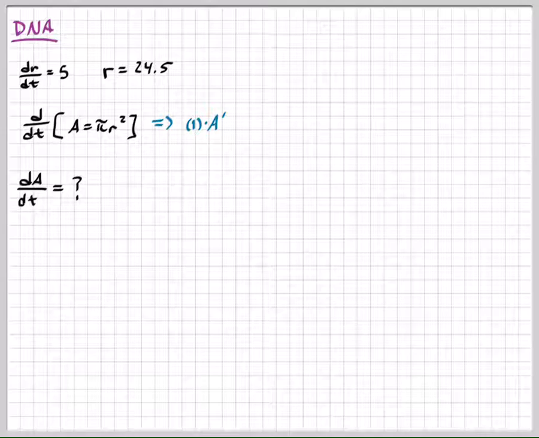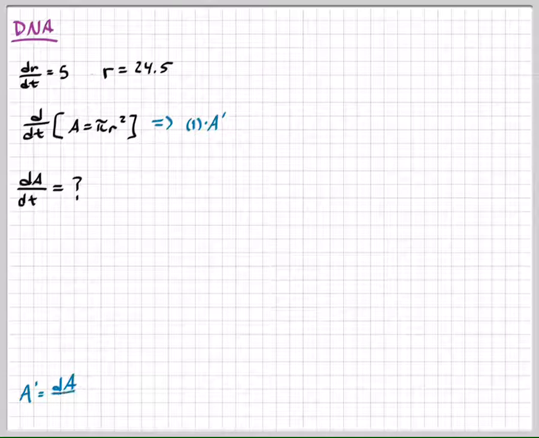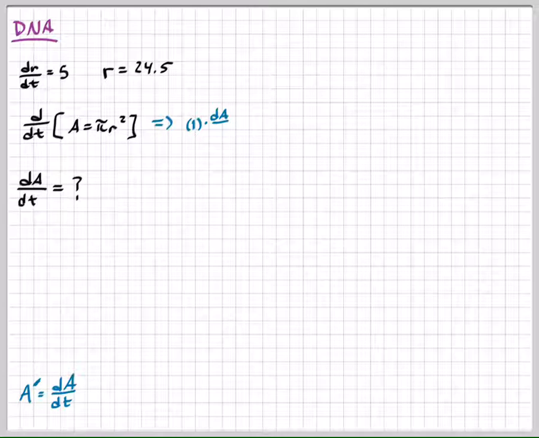A prime. Supposed to multiply by A prime. Now, I'm going to stop using A prime. I'm actually going to write something different. A prime, people, equals dA over dt. It's the same thing. Okay, so I'm not going to use A prime anymore. I'm going to use dA over dt. It's time to grow up. Okay, calculus students? I know you guys don't like dA over dt, but I'm sorry. It's time to get real.